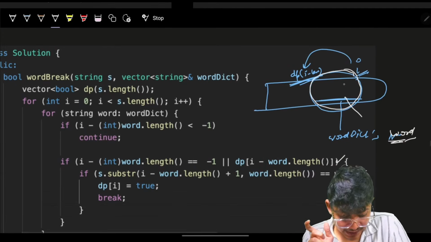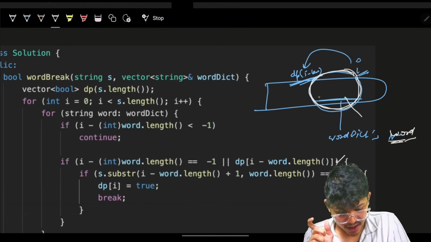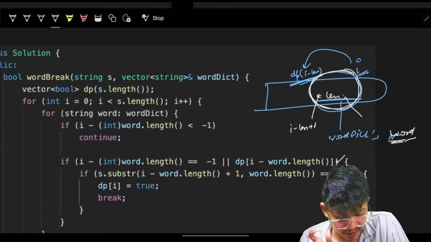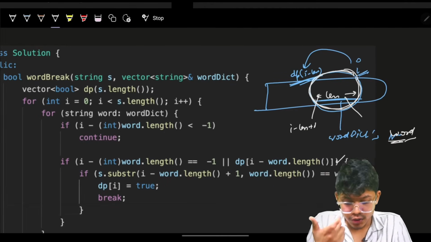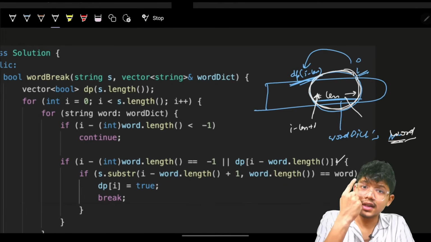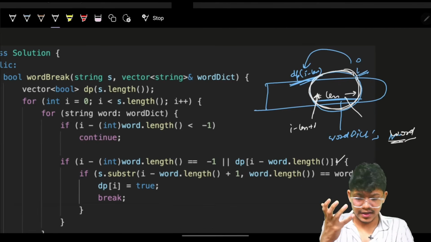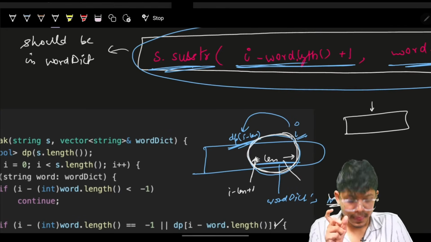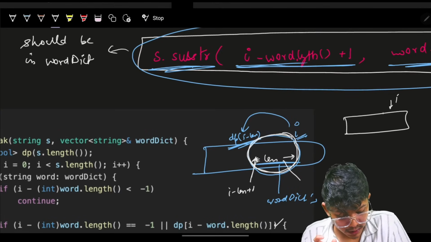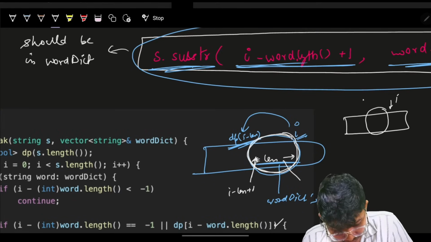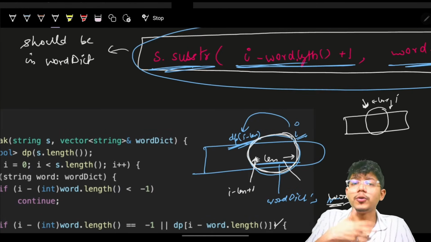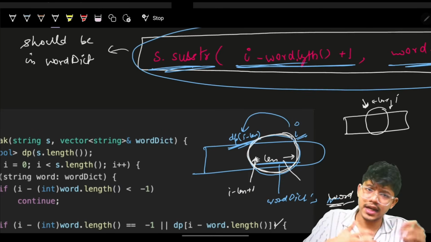So I'll just get this substring out, which starts from index I minus length plus 1, and the length is nothing but length. In C++, you need to pass in the first character. Let's say I want to find the substring starting from this index. If I am at this index I and want this substring, I have to pass the first character and the length. This is what I have to pass in C++, but in a different language it can go differently.